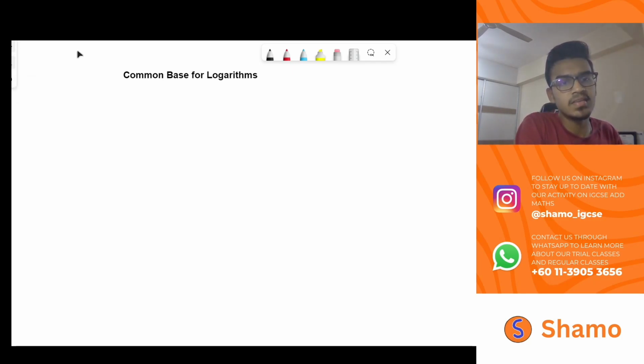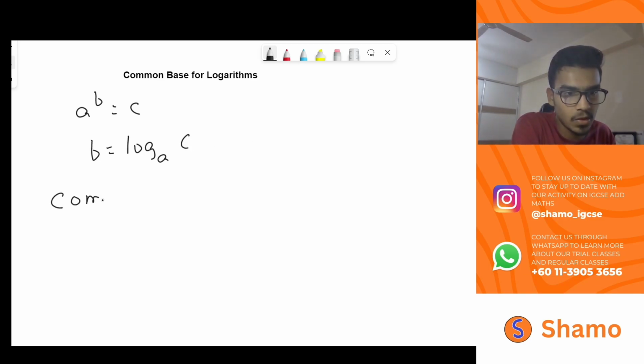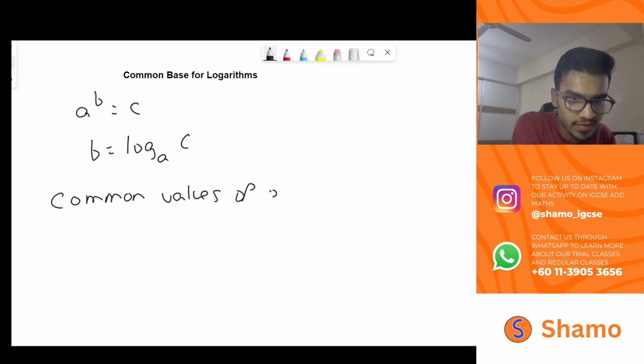Now, let's look at some common bases for logarithms. What does common base mean? Don't worry. Like that time I told you a to the power b is equal to c, so b is equal to log base a argument c. There are some common values of a actually. For example, let's take 10.